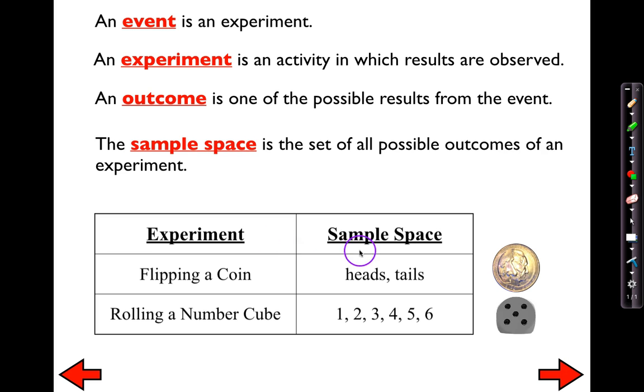So, for example, the sample space for flipping a coin, what are all the possible outcomes? Well, you could flip a head or you can flip a tail. Now, same thing with rolling a number cube. What is the sample space? Again, we're looking for all the possible outcomes. You can roll a 1, you can roll a 2, you can roll a 3, 4, 5, or 6. So notice sample space is basically all the possible outcomes.